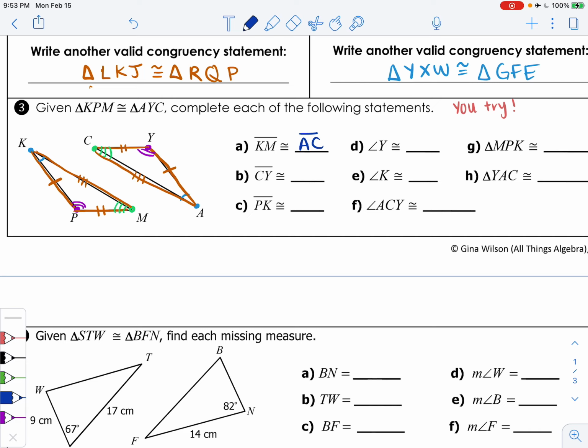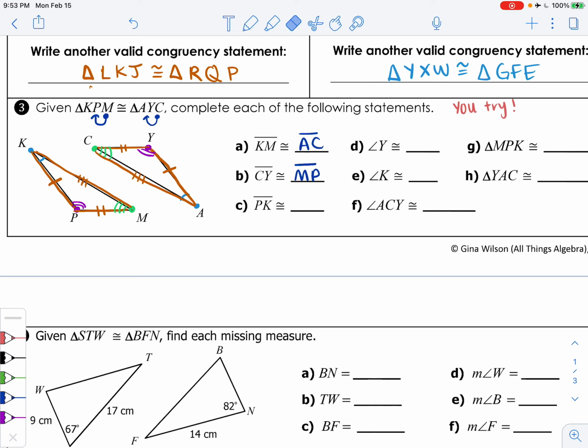Now, like we were doing before, we can use the congruency statement to answer these as well. So for example, the next one, CY, I could do like I did A. But if I just look at the congruency statement, I see that C is the last letter and Y is the middle. So if I follow that same pattern in the other triangle congruency statement, I go to the last letter, so M is first, and then go to the middle letter, P. That tells me that CY is congruent to MP.